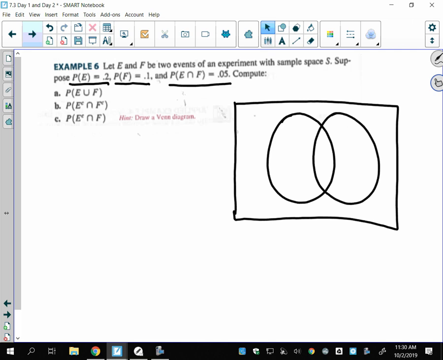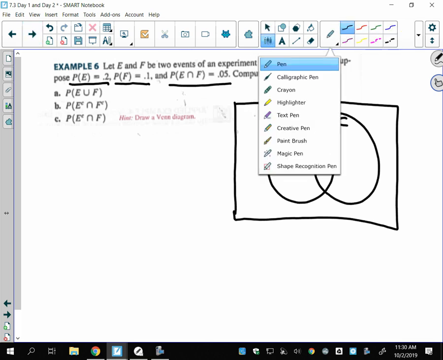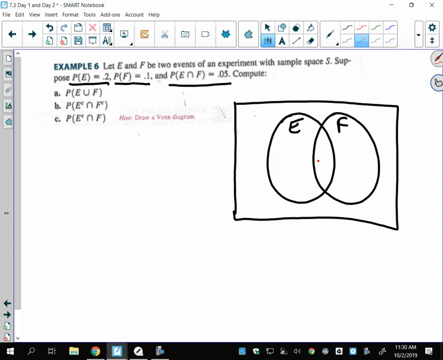So this is E and this is F. I know that the intersection probability is 0.05. So think about how that's going to change. If the probability of E happening altogether is 0.2, I have to subtract 0.05 for it. So now just E alone's probability would be 0.15, because together that has to add up to 0.2. And the probability of F happening is 0.1. So if I subtract 0.05 from that, this would also just be 0.05. So be careful with that, right?